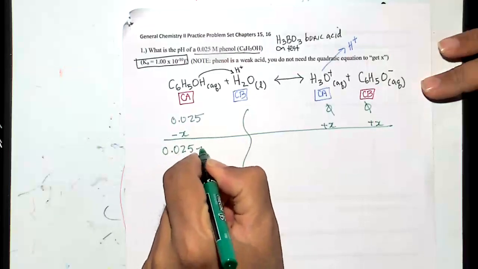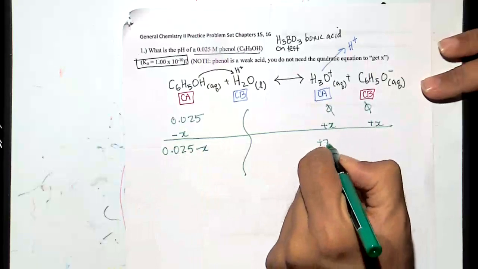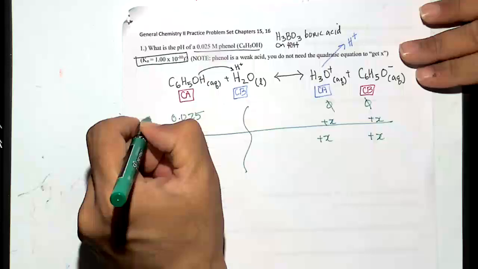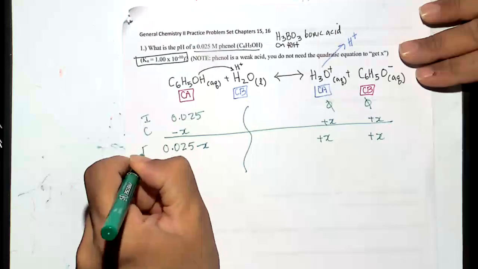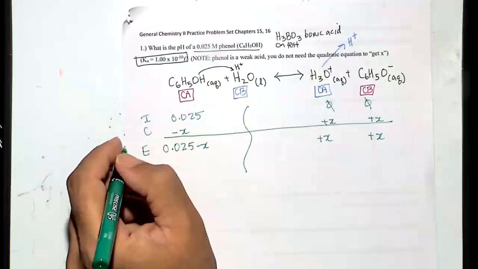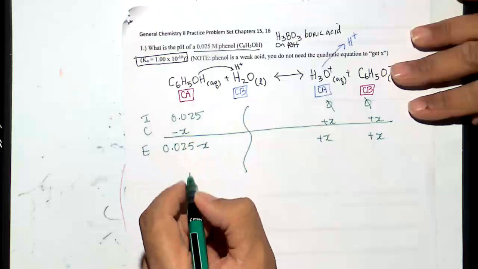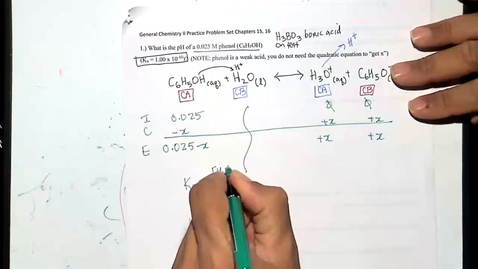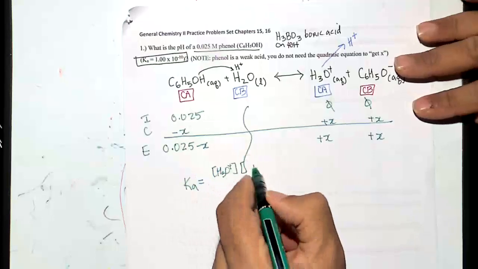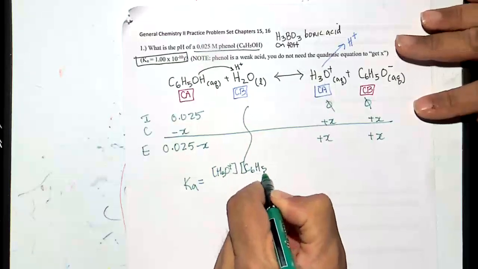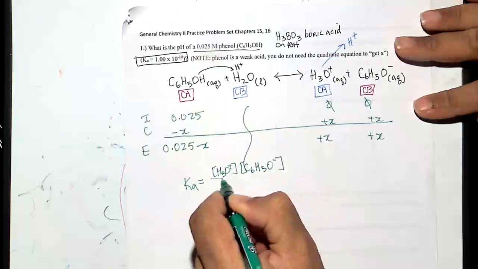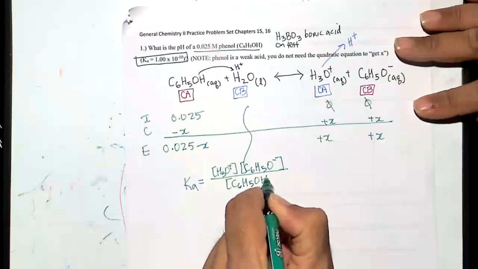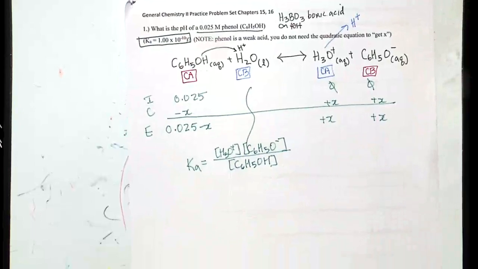All right, so you'll do the exact same thing here. 0.025 minus X, plus X, plus X. All right, so this is initial, this is the change, this is at equilibrium. So at equilibrium, we'll plug it into the equilibrium constant. So Ka is going to equal H3O+ times C6H5O- divided by C6H5OH.